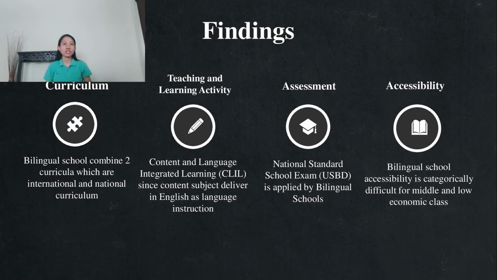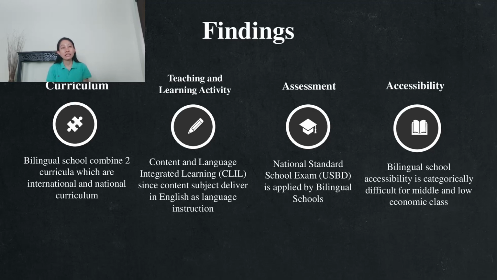So the finding shows the issues in terms of curriculum, teaching and learning activity, assessment, accessibility, and the teachers, the students, and the role of environment. So bilingual school combines two curricula, which are international curriculum and national curriculum. It is because if the bilingual school just uses the national curriculum, it will be difficult to teach a thematic approach because it will have different contexts. And in the teaching and learning activity, content and language integrated learning, or CLIL, is used since the content subject is delivered in English as the language of instruction.